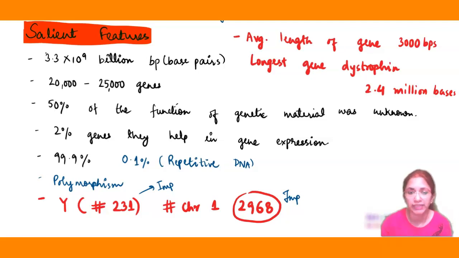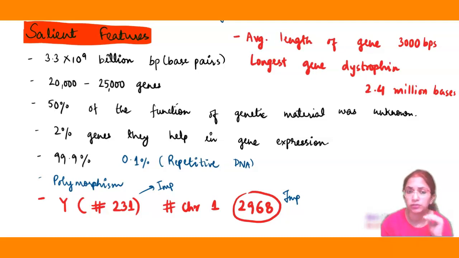Maximum number of genes were there on chromosome number 1, and the least number of genes were there on chromosome Y. If it is asked to you which is the longest gene, they are asking in terms of base pairs. So the longest gene will be the one that contains the maximum base pairs, and it is dystrophin with 2.4 million base pairs. Whereas the chromosome with maximum genes is chromosome number 1. Chromosome Y contains the least number of genes. So these were the salient features of this project.